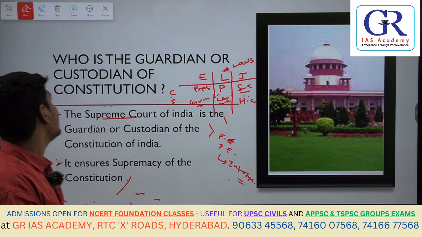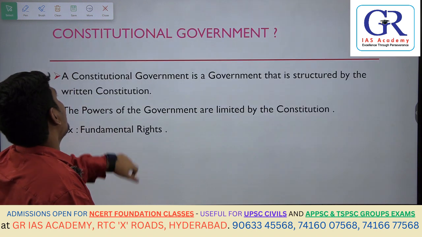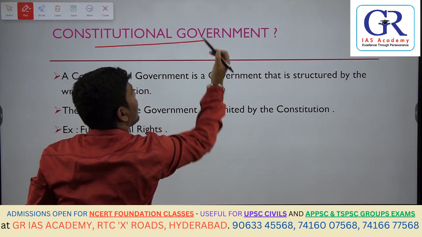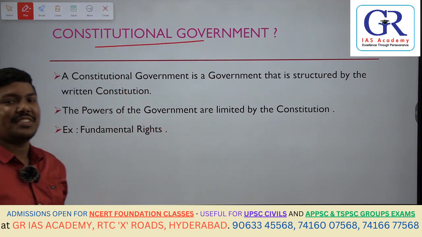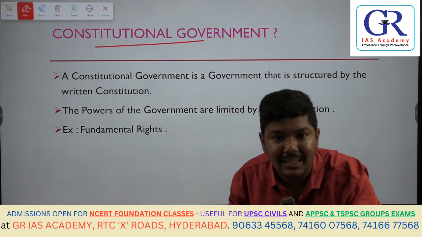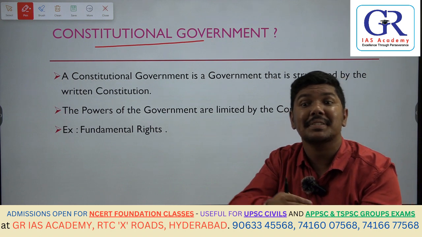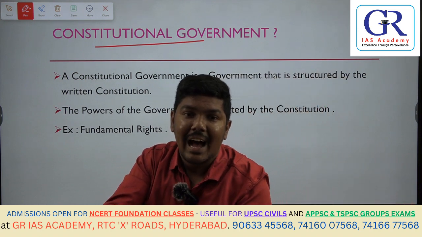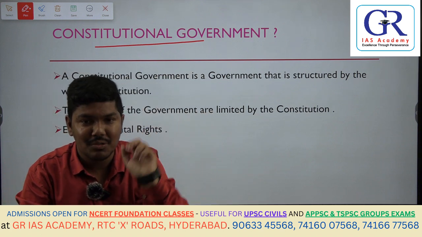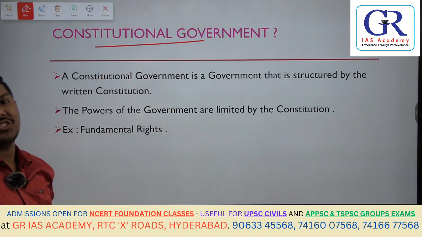Clear? So these are some of the important points that you have to understand. From here, let us go to the next important thing, which is something called constitutional government. What is a constitutional government? Constitutional government is basically that government which was formed by the Constitution itself. The Constitution has prescribed the rules, the powers, how this government has to function, and what powers have to be given to it. If everything is structured by the Constitution itself, that is called constitutional government.